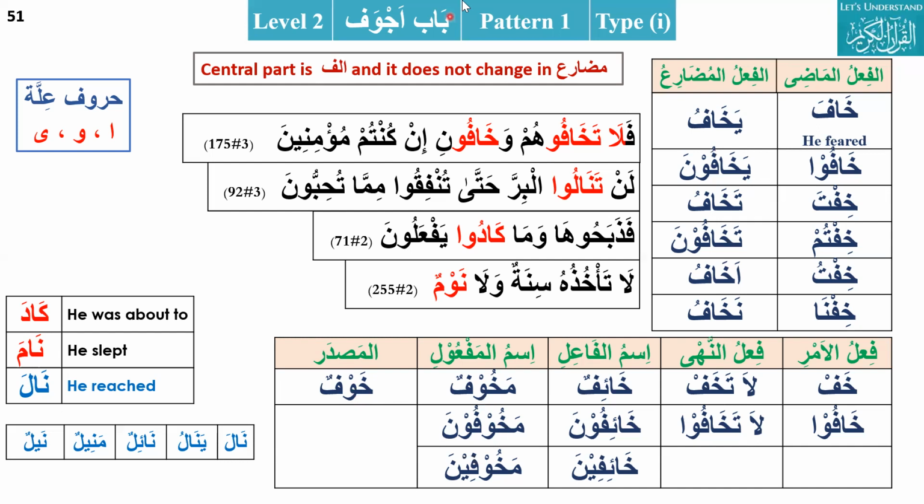So let us take one more participant to do the practice here. So let me go to Ayan. Assalamu alaikum. Alaikum assalam. Ayan, go ahead. Level 2, pattern 1, Bab Ajwaf. Ajwaf means central. Khafa yakhafu. Alif remains alif. Khafa means he feared. When you said ajwaf means central, what is central here? Central is alif. So the first case is khafa yakhafu. What is the pattern? Alif remains alif.